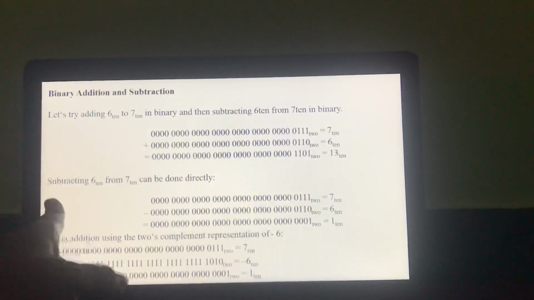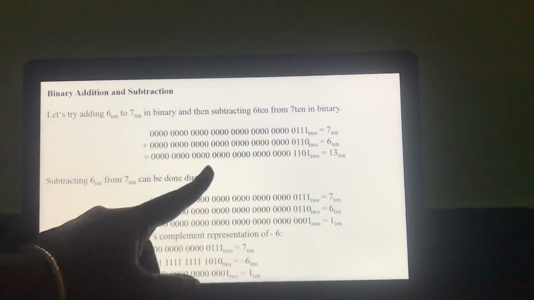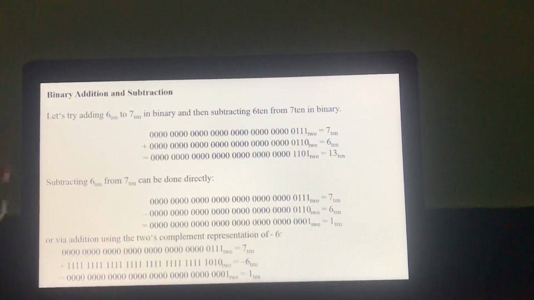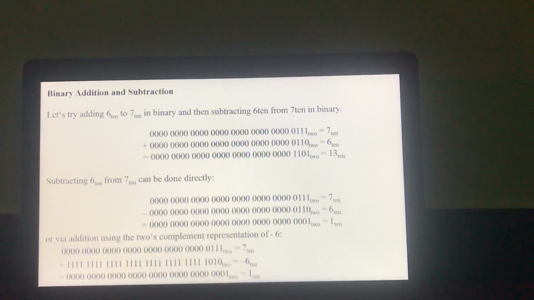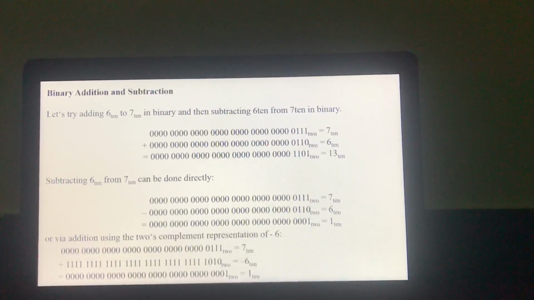So the subtraction process. Subtractions can be done directly based upon our rules. So 1 minus 0 is equal to 1, 1 minus 1 is 0, 1 minus 1 is 0, again 0 minus 0 is 0. So the remaining all are going to be the same. So when you do 7 minus 6, what happened? The output will be 1.